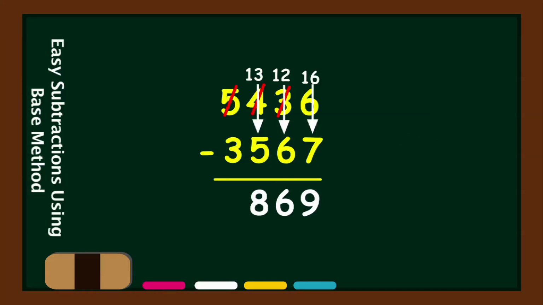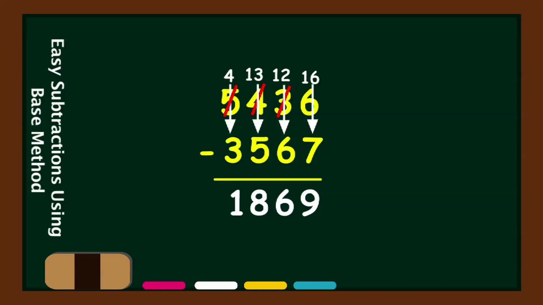Then we cut 1 from 5. It will become 4. 4 minus 3 is 1. Now we write 1 here. So here the answer is 1869. But this process is very difficult to understand, isn't it? Now I will tell one easy method.